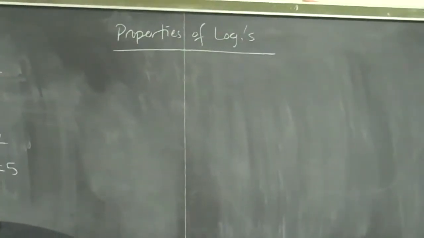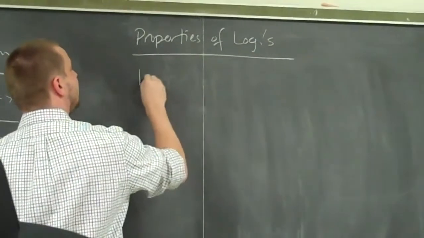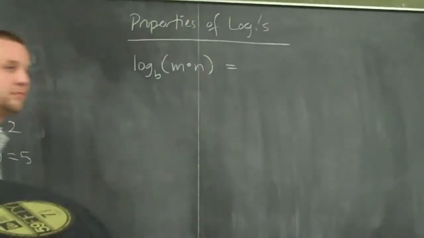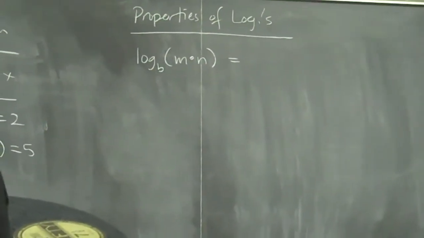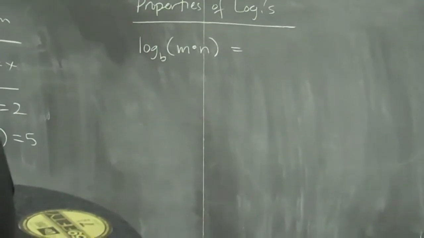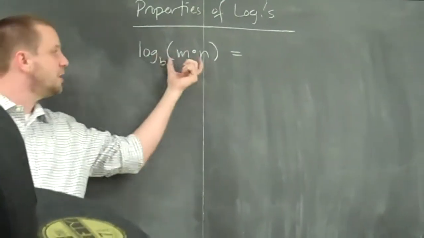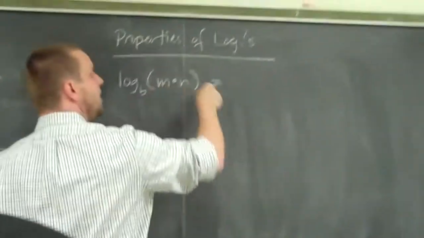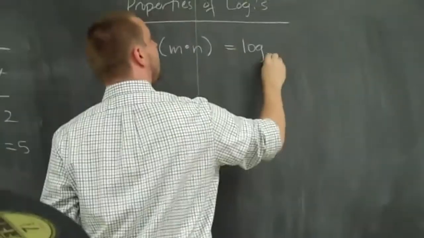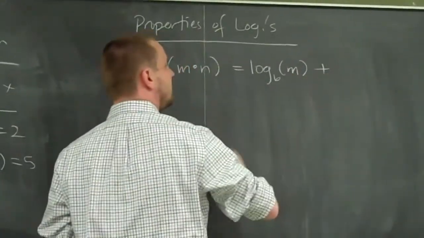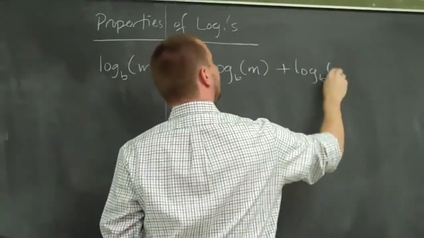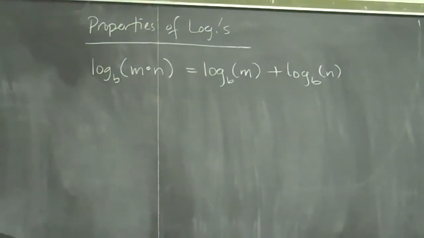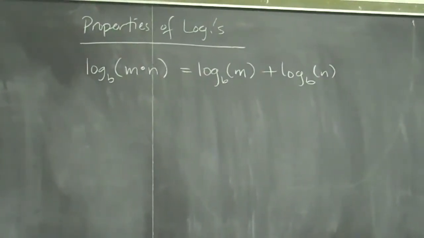Okay, first up, if we're taking the log base b of some product, then it just so happens that I can split this product up as a sum of individual logs. The log base b of m times n equals the log base b of m plus the log base b of n. Now this is kind of weird. This takes multiplication of one thing and turns it into addition of other things. Which can be useful.